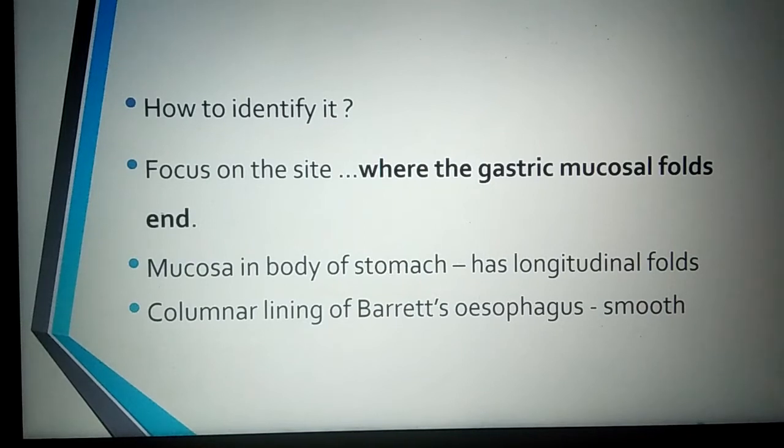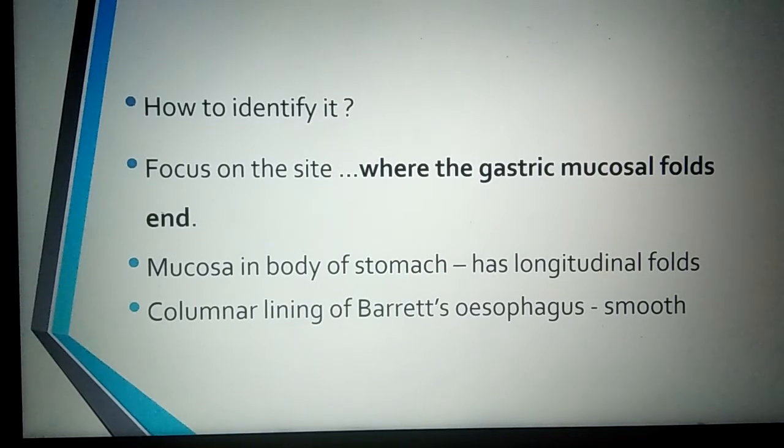The solution is the site. Focus on the site where the gastric mucosa coming from the cardia of the stomach, where that fold ends. Just focus on that site. The mucosa in the body of the stomach has longitudinal folds, whereas the columnar lining of Barrett's esophagus is smooth. This is the basic difference, and we can utilize this point in differentiating these two conditions during upper GI endoscopy.